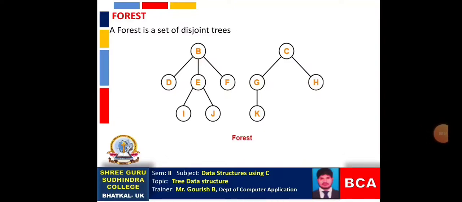And the last terminology is forest. A forest is a set of disjoint trees. Generally, if a number of trees are there, we call it a forest. In the same way here, if there are 2 or more trees, then that is called a forest. A set of disjoint trees is called a forest. This is all about trees and their terminologies.